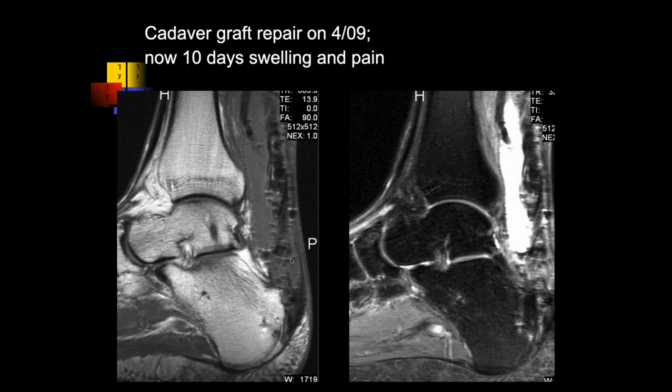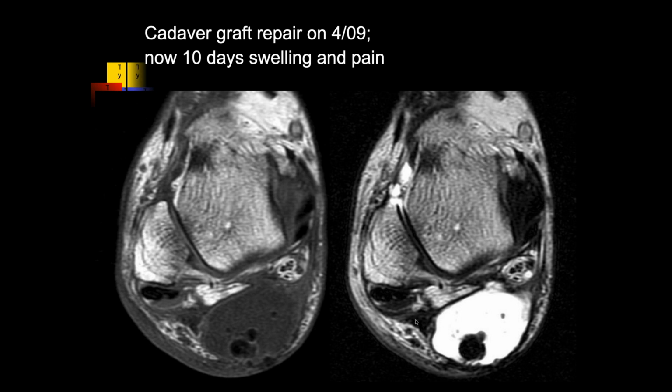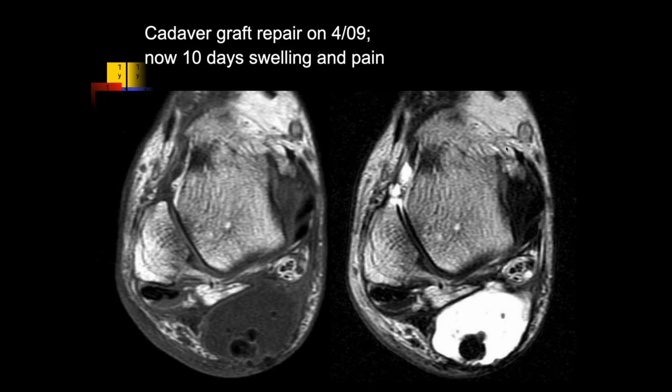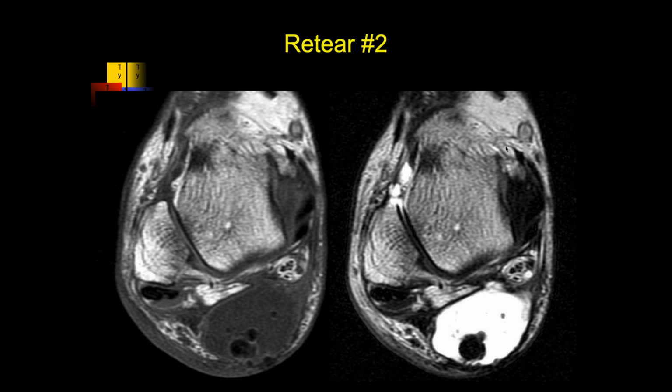All right, so here we see cadaver graft repair on April 9th, now 10 days of swelling and pain. You can see post-surgical changes within the expected distal Achilles tendon, but there's a large fluid defect, and on that sagittal image I think there are retracted Achilles tendon fibers more up there, right there. So it's like a retear. That was retear number 2.